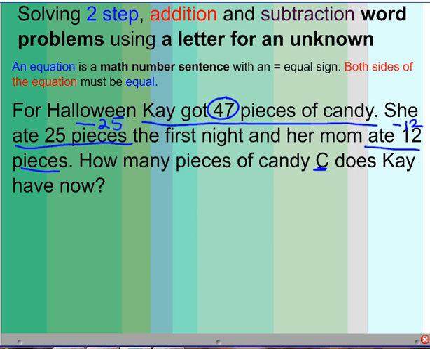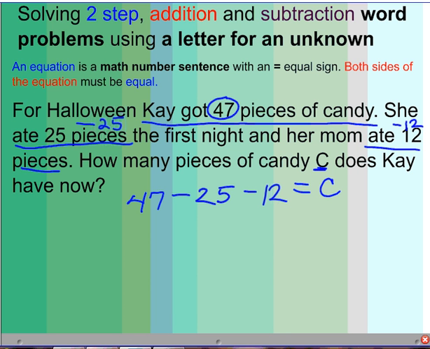So kids are not only learning how to solve these word problems, but they're also learning how to write an equation with a letter for the unknown. So we know that Kay had 47 pieces to begin with, and then she subtracted 25, and she also subtracted another 12 that her mom ate, which equals C. This is the unknown. We do not know how many Kay has after she subtracts the 25 and the 12. So this is our equation. Both sides of the equation have to be equal. We can solve for our letter C.